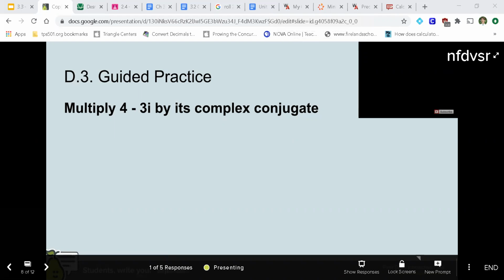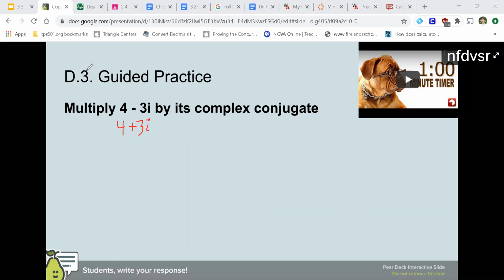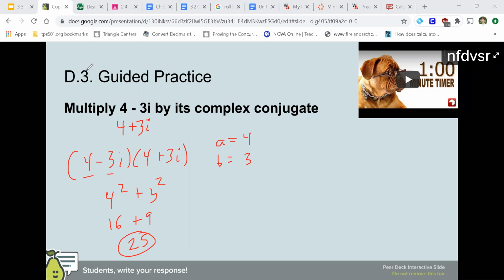Okay, hopefully this is what you got. The complex conjugate of 4 minus 3i would be 4 plus 3i. If I multiply those together, if you use the distributive property, again, that's 100% okay. But we know A is 4 and B is 3. So the answer is just going to be 4 squared plus 3 squared, which is 16 plus 9, which is 25. So no matter what method you use, you're going to get the answer 25. It's just a shortcut, saves you some time.